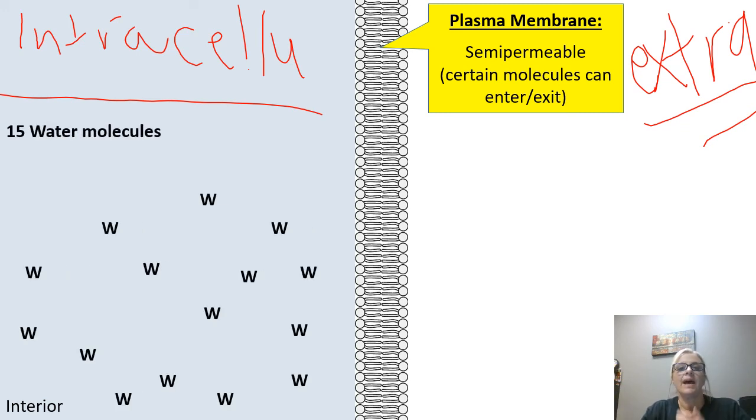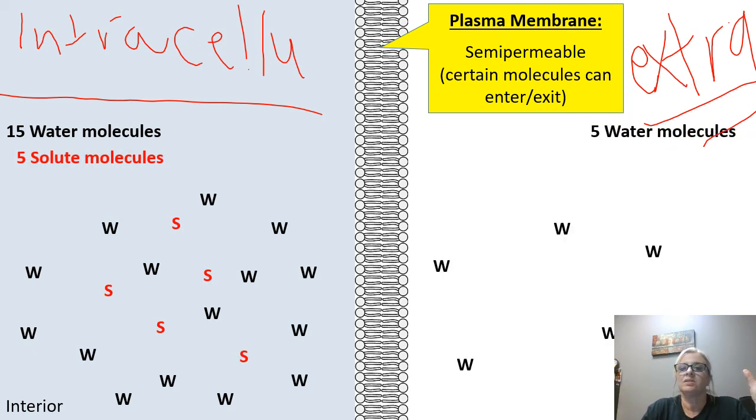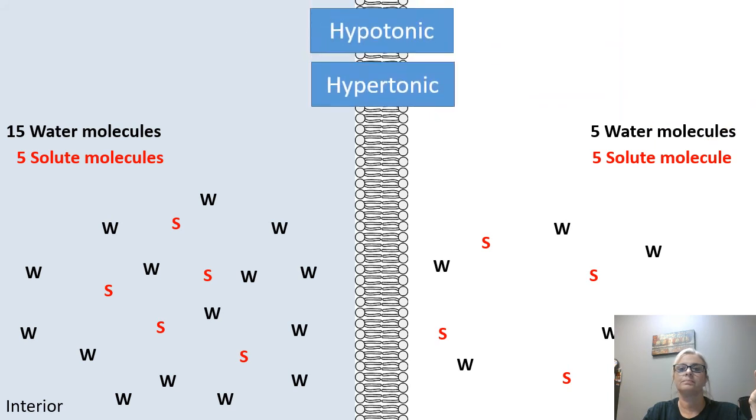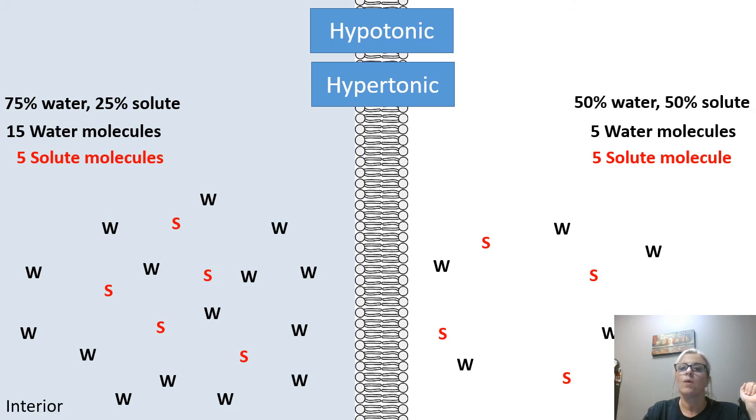All right. So let's add 15 water molecules on the left and 5 solute molecules. That's inside the cell. And we'll have 5 water molecules on the right and 5 solute molecules. So which one is hypotonic and which one is hypertonic? Here on the left, we have 75% water and 25% solute. And on the right, we have 50% water and 50% solute.